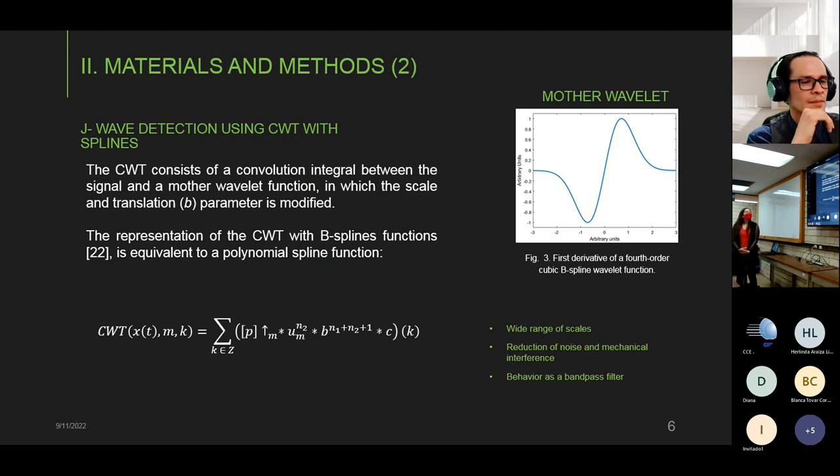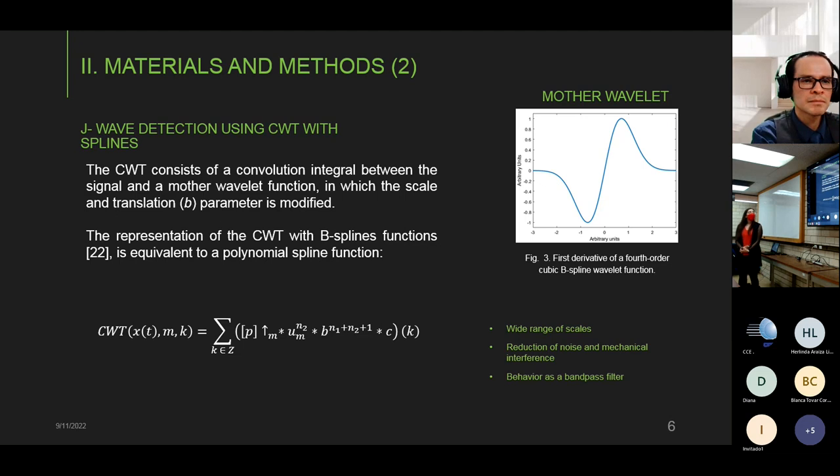The first step for the J-wave detection was applying the CWT with splines. In general, the CWT consists of a convolution integral between the signal and a model wavelet function, in which the scale and translation parameters are modified. In this case, we use the first derivative of a fourth-order cubic B-spline wavelet transform as a model wavelet function that gives us the advantage of a good time-frequency resolution.